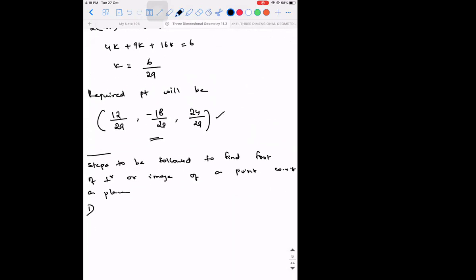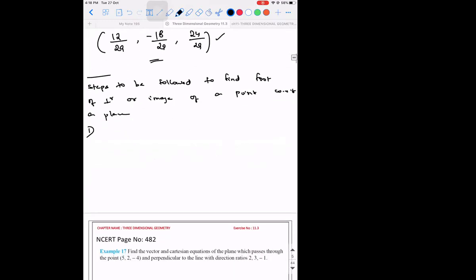So first I'll give you the steps, then you can copy it. There are two kinds of problems that will be asked. Steps to be followed to find the foot of perpendicular or image of a point with respect to a plane. What you need to do is let the given plane be ax plus by plus cz is equal to capital D. Let's say this is the plane that is given. Whenever there is an equation of a plane that is given, indirectly what else is given?